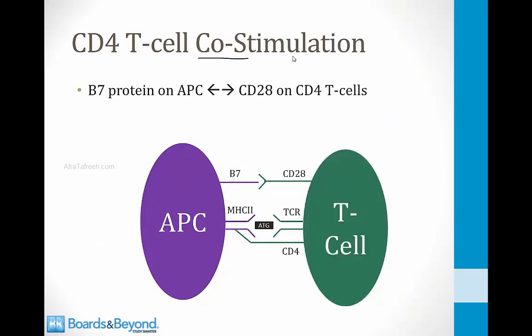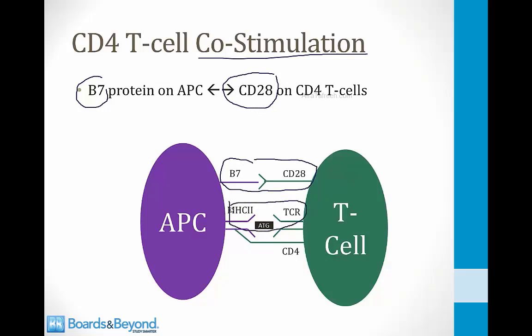This is a process called co-stimulation. There is a protein on the surface of antigen-presenting cells called B7, and it has to bind to CD28 on the CD4 T cells in order for the T cell to become fully active. I've illustrated that on the screen here. B7 and CD28 must bind in addition to MHC class II and the T cell receptor binding, and then CD4 interacting with both the T cell receptor and MHC class II.